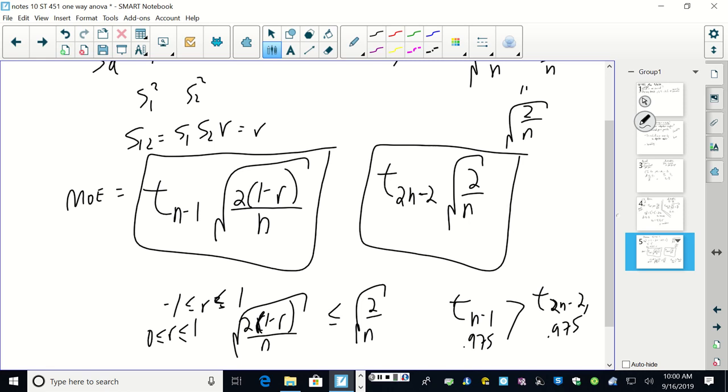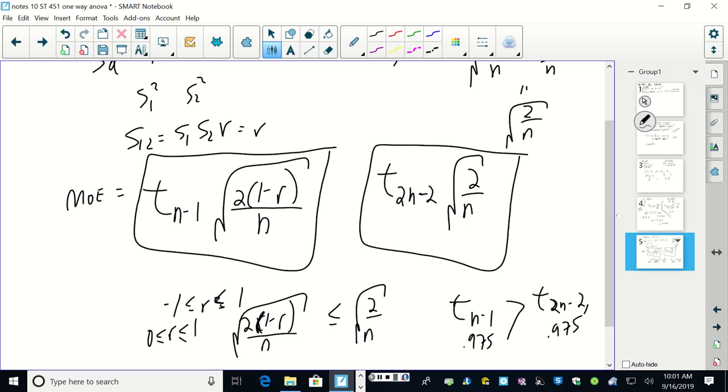As sample size gets big, in the thousands, there is very little difference between these two numbers, even though it looks like that. But if n is 5 or 10 or something, then this number is quite a bit smaller. You're going from 2.2 down to 2.0 or something like that. So it makes a little difference here, but it's all about the correlation.